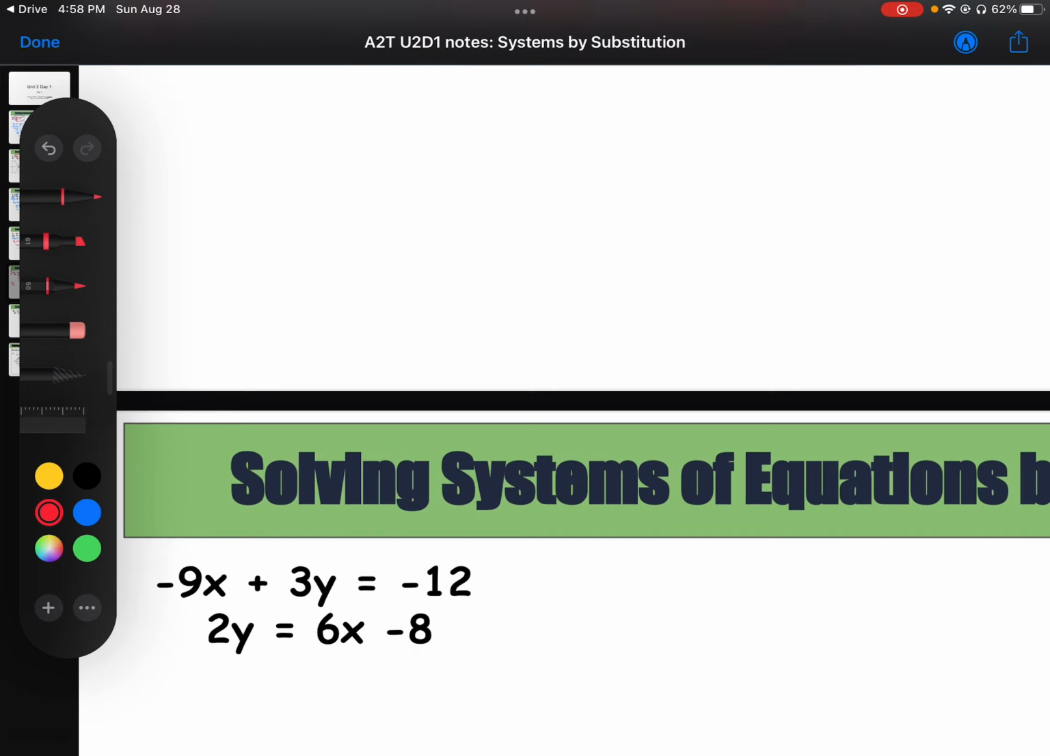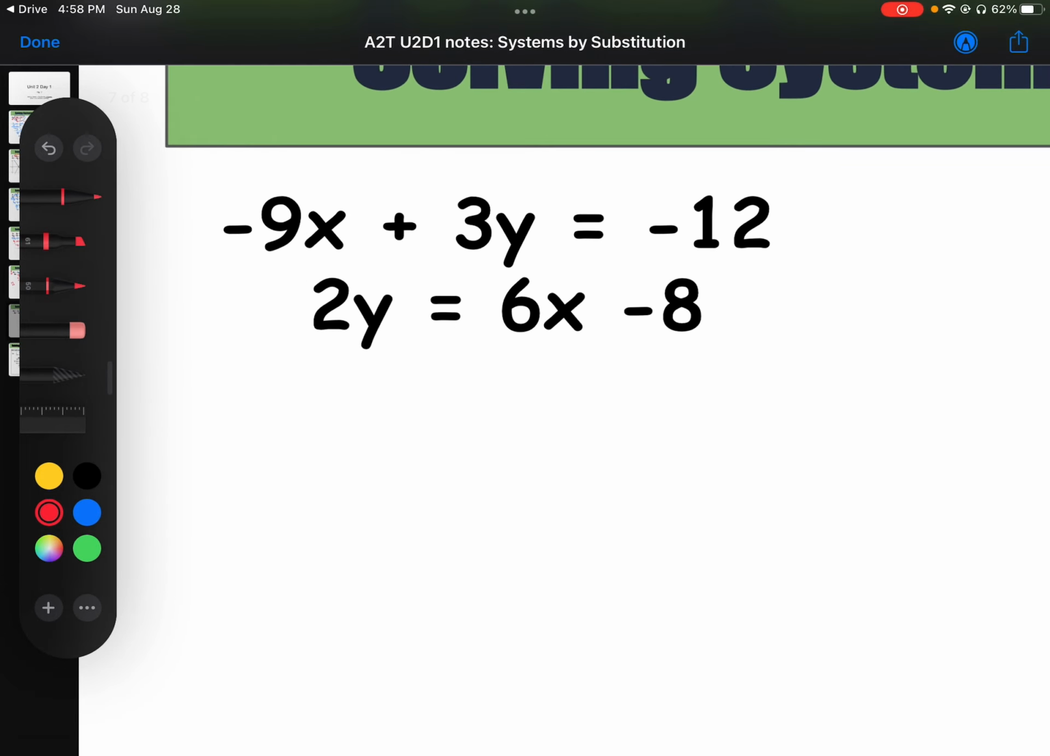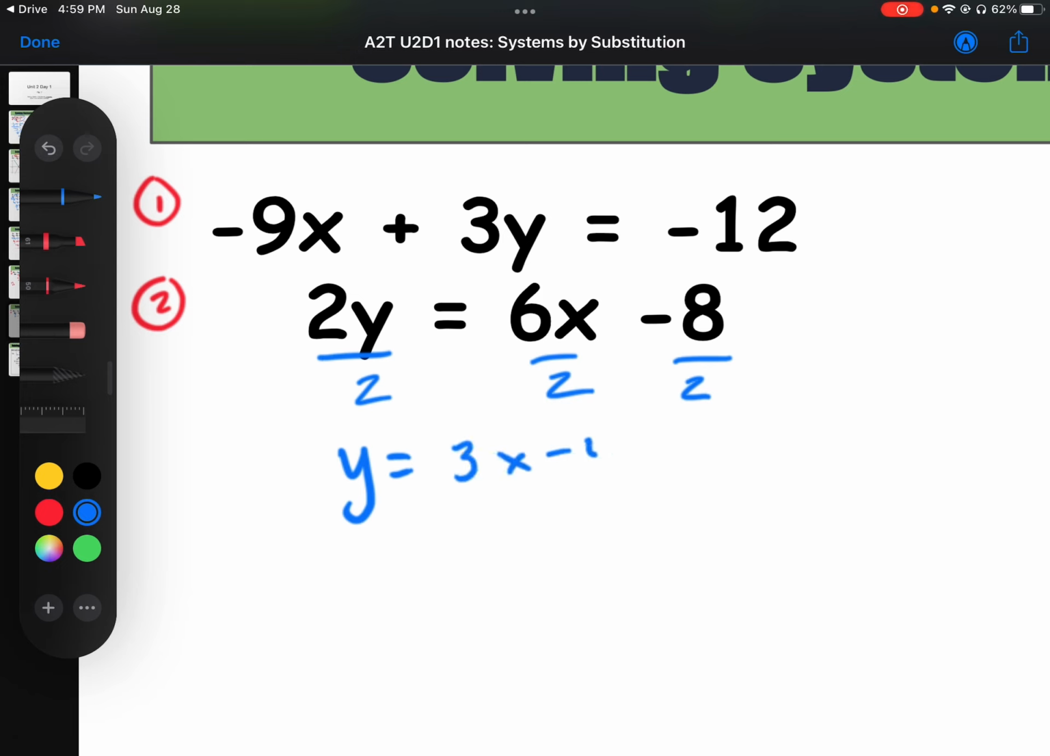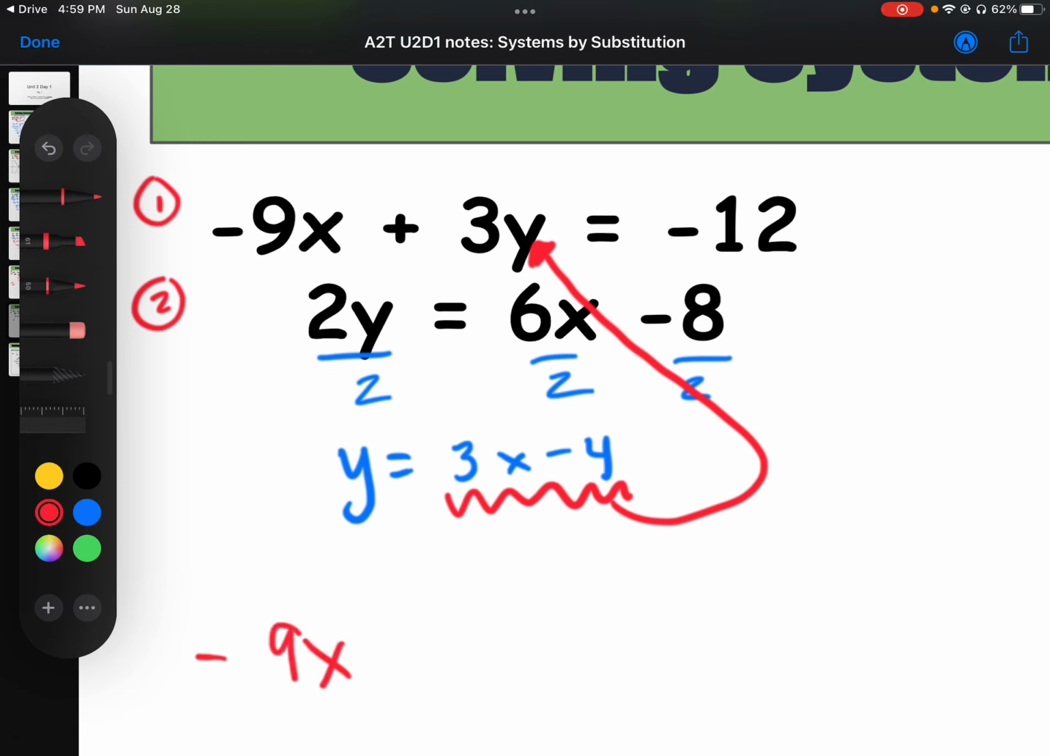Last one. Okay, looking at these two equations. The first equation is the same as the first in our previous example. Equation 2 is new. It is not isolated. However, I could divide everything by 2. And in one step, I get y alone. Y equals 3x minus 4. Now let's take this and plug it into the first equation for y. So I have negative 9x plus 3 times y, which is 3x minus 4, equals negative 12.